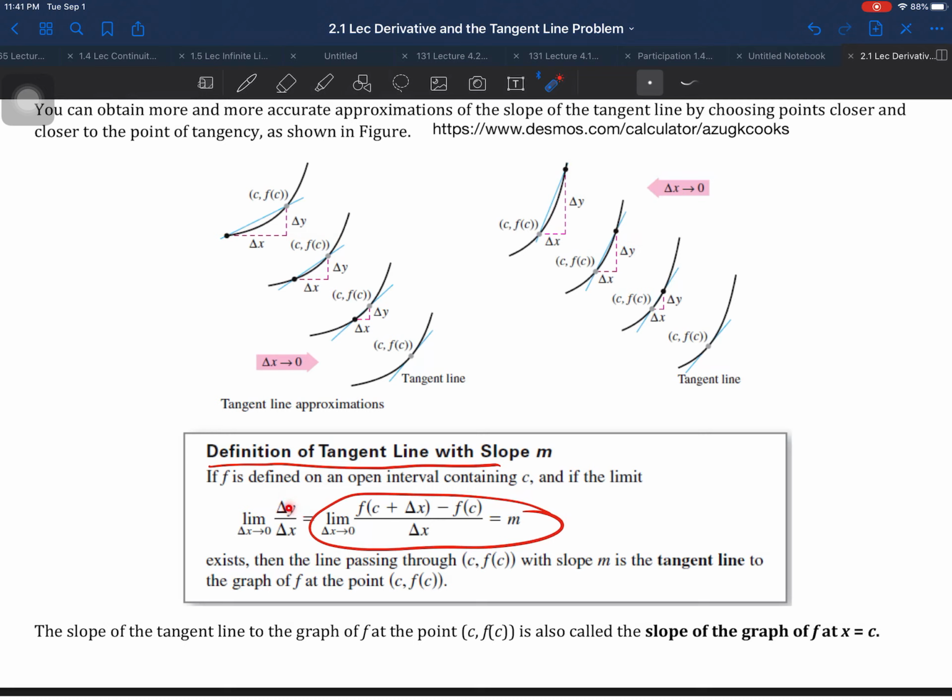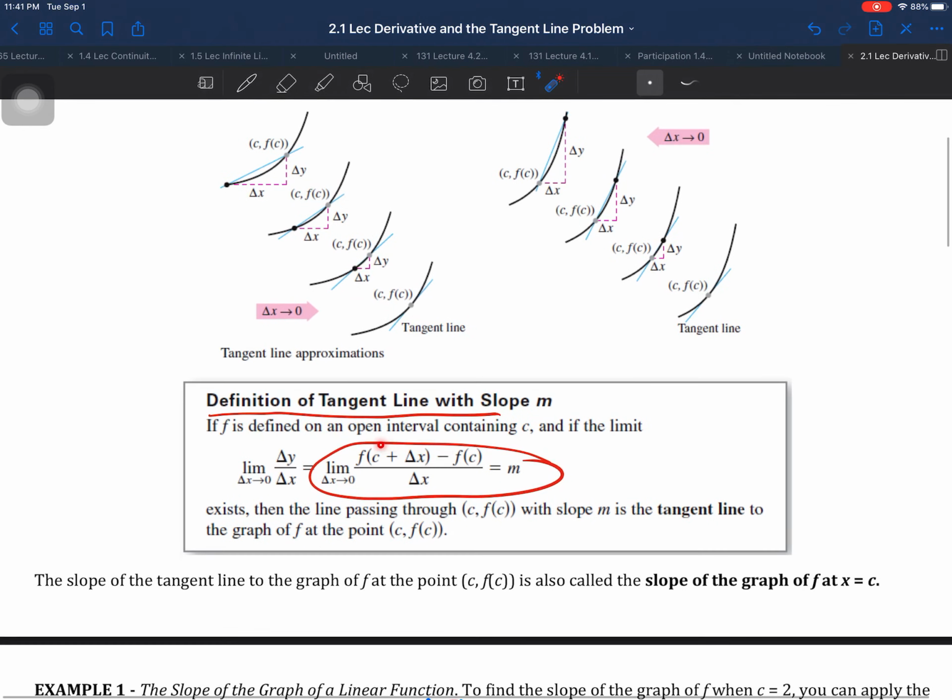The slope, the change of y over the change of x, as delta x goes to 0, will give us the specific slope of the tangent line. And that's the main thing that we want to get from here. So we're going to call this special formula the slope of the tangent line. So you have your y component minus the first y component all over delta x as delta x goes to 0, right? So it's a limit definition.